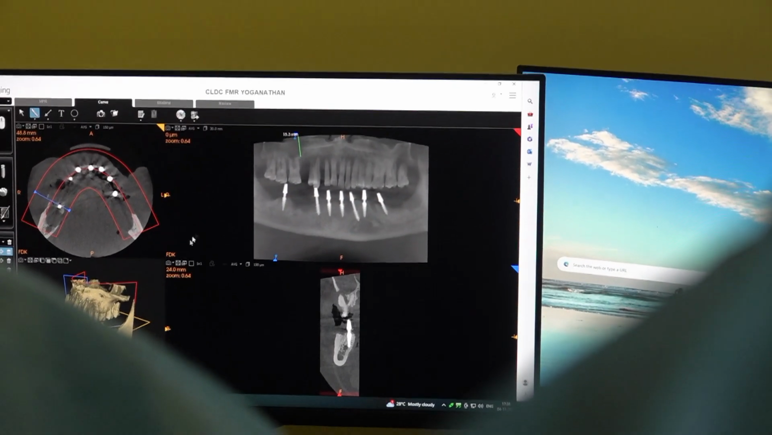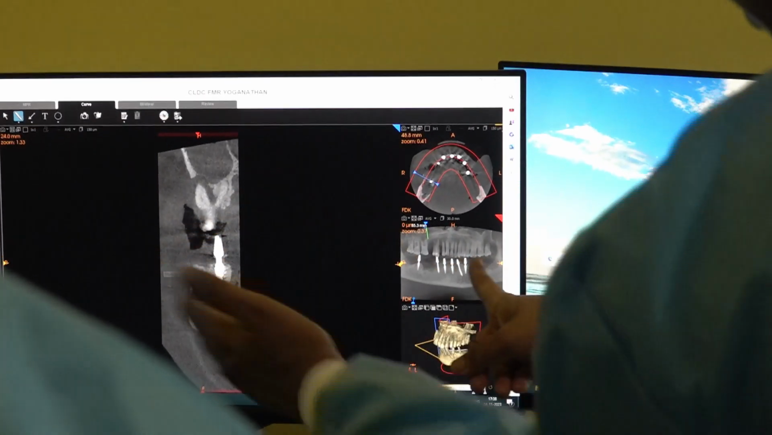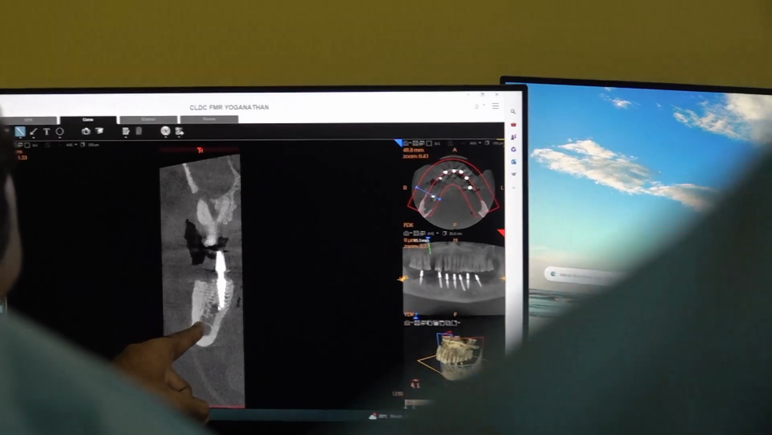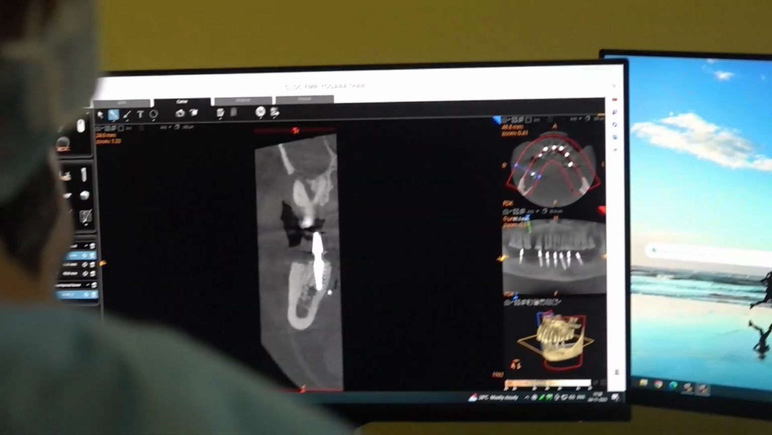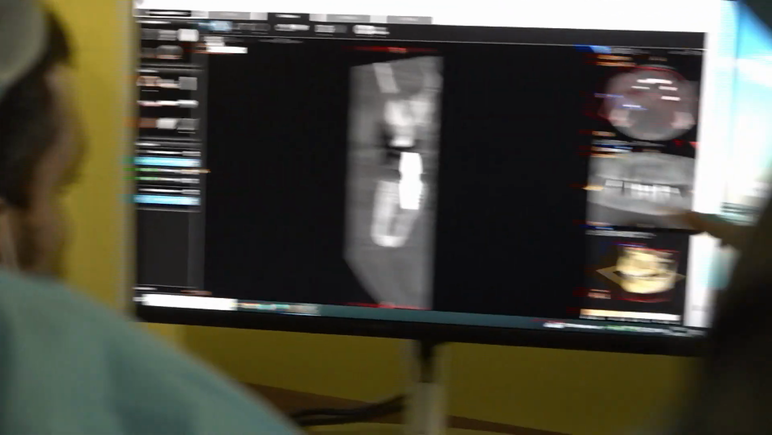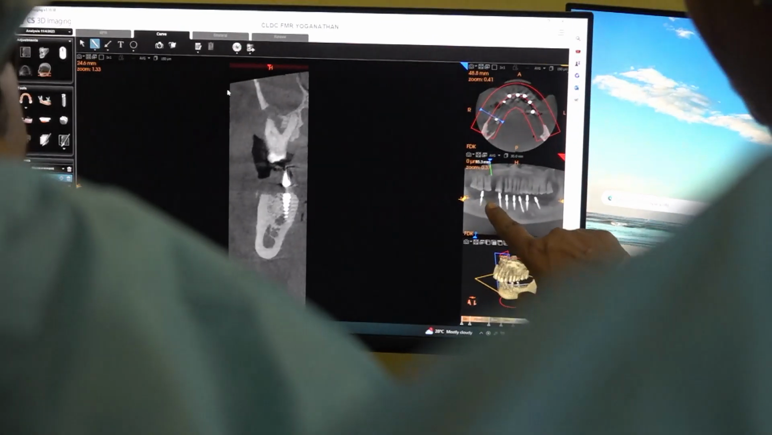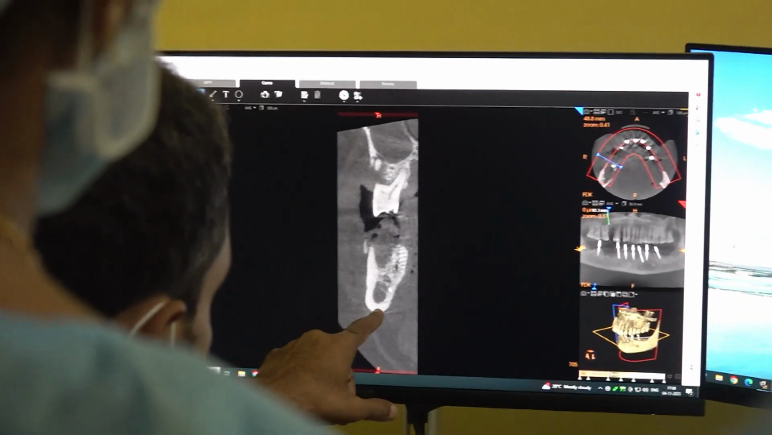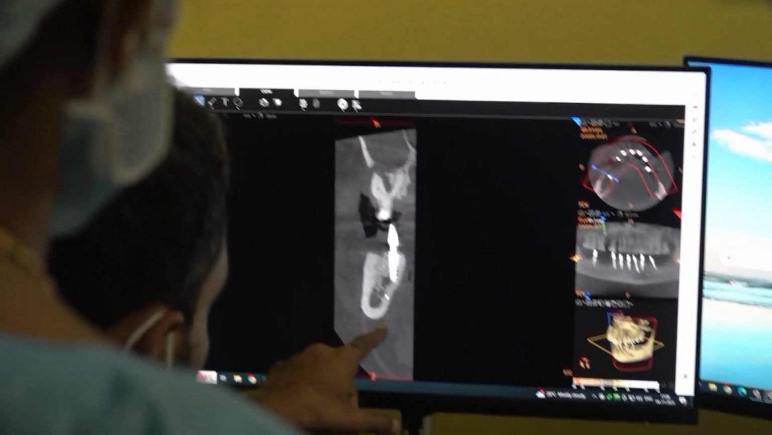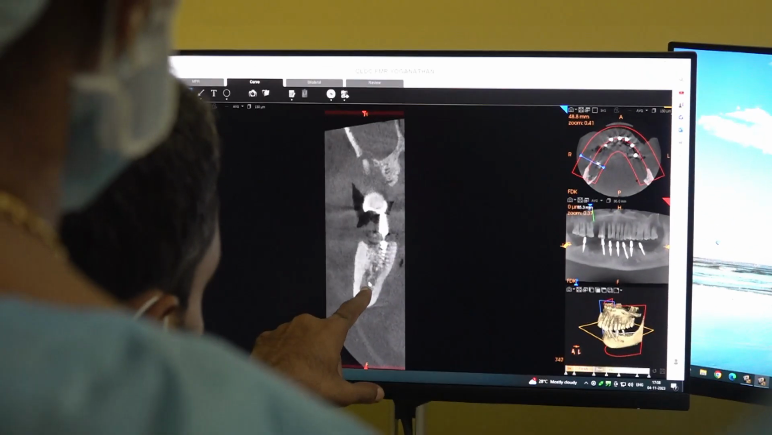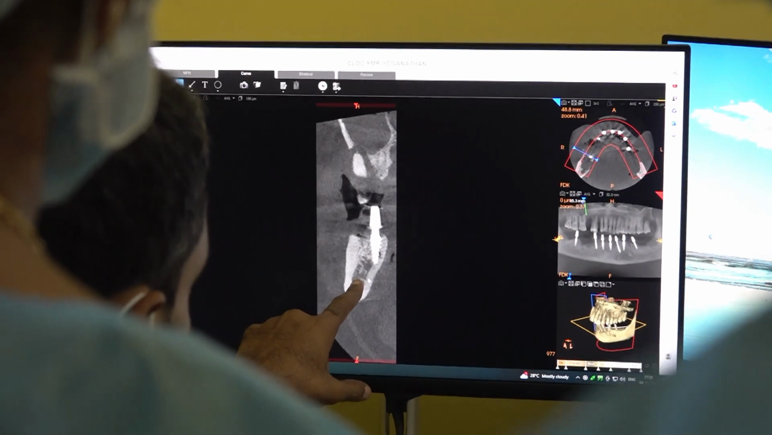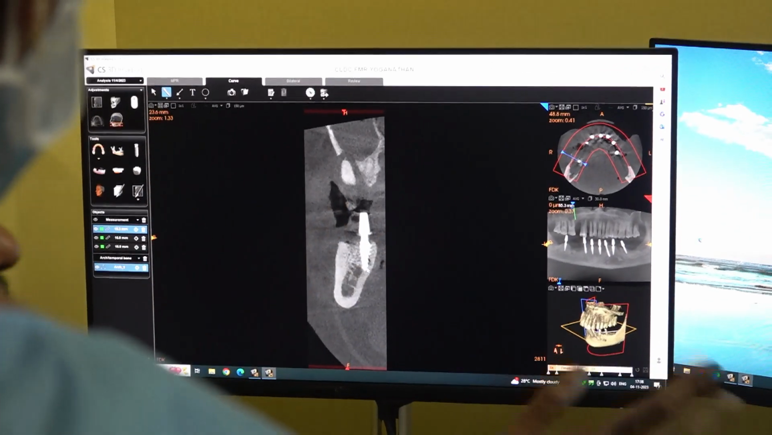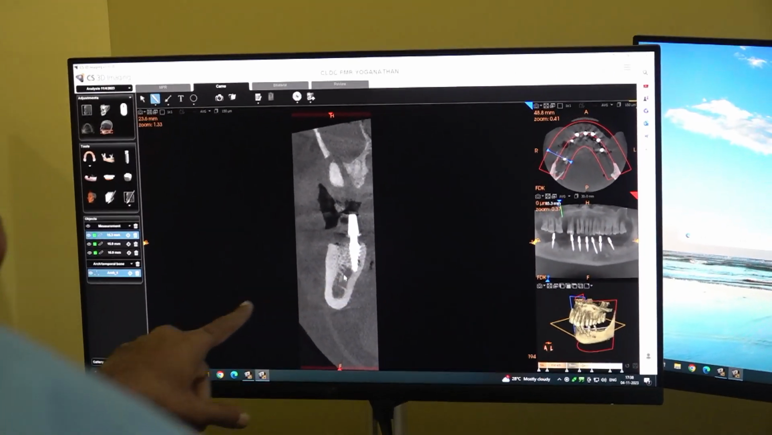Sir, I have one more doubt. Here the implant is a little bit close to the, no, but not a problem. No, it's not nerve, sorry. This is the nerve, right? This is the nerve. Slowly it is coming, so the implant is very far. This is the bone marrow space. This is not nerve.